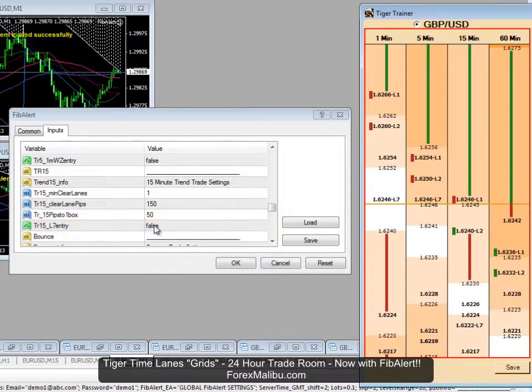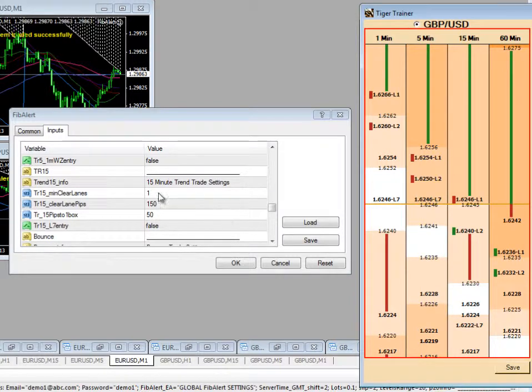It's a smart thing. I mean, it scans the grids. It knows where every level is on the grid. That is a 15-minute trend. It's not a lot of settings.